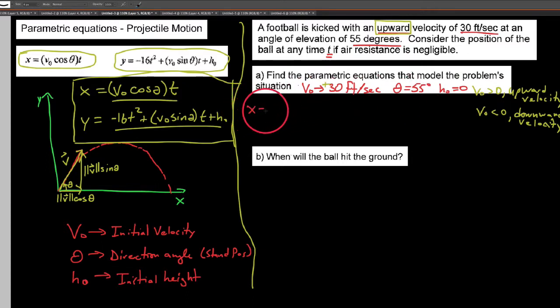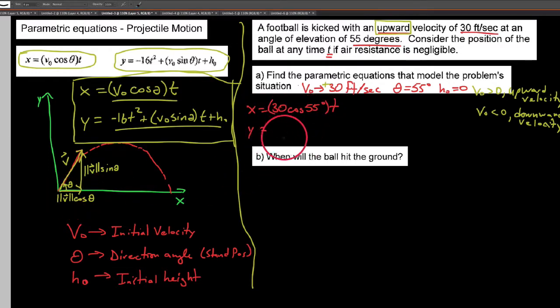So our equations to model this situation, starting with our x displacement at any given time, is going to be our initial velocity, 30, times the cosine of our direction angle, 55 degrees, and we're going to take all this times time. So really our rate of change in our x direction times time. Rate times time is our x distance.